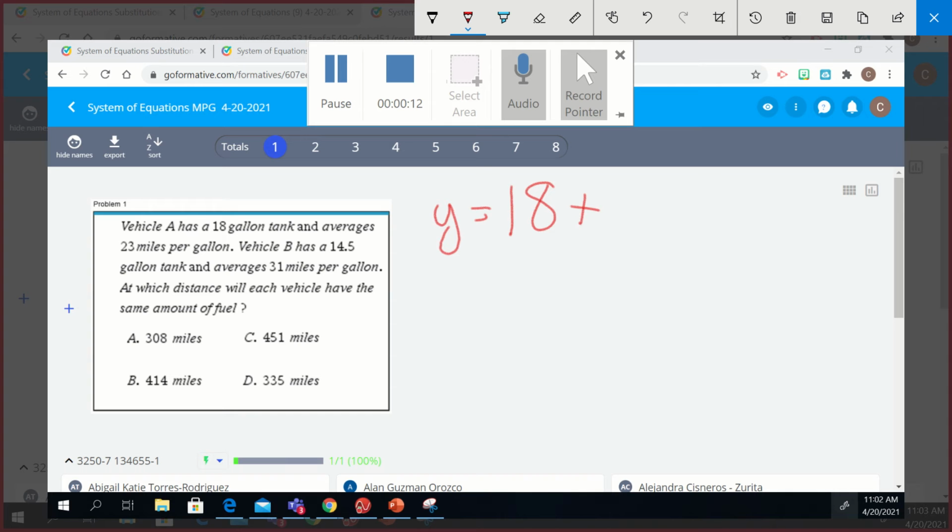So to figure this out, it has to subtract from the 18-gallon tank. Every mile I drive takes away something from the tank. It takes away so many gallons from the tank. So every mile, in this case, takes away 1 out of 23. That's how much it averages. The average is 23, so it takes 1 out of 23.